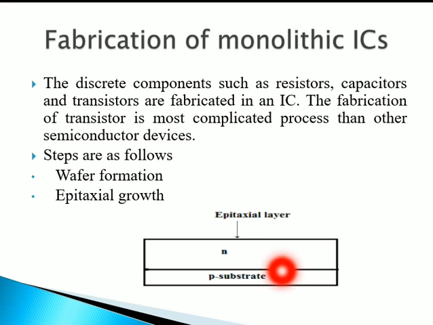Second is epitaxial growth. These particular wafers which are sliced will be put into a furnace. Then a gas mixture having silicon atoms and pentavalent atoms will be grown over the wafers, which will form an N-type semiconductor layer, and this is called the epitaxial layer.